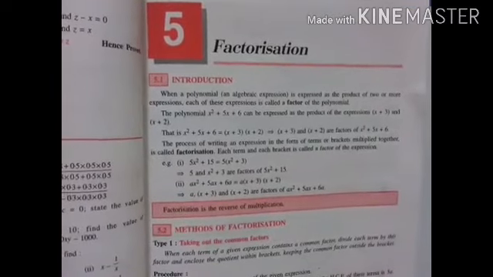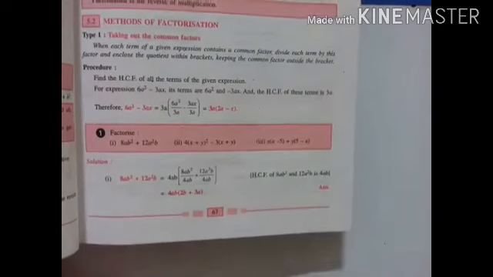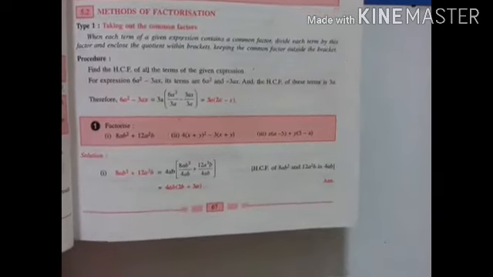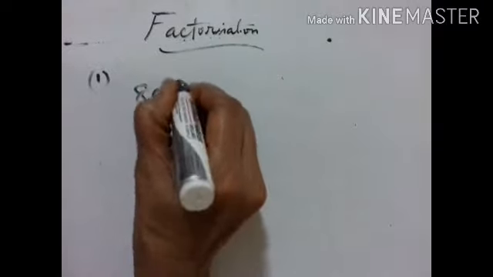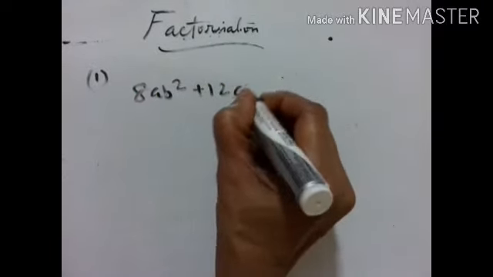Let's go to factorization, Class 9 Mathematics. Let us do the example sums first. First example: 8ab square plus 12a square b.